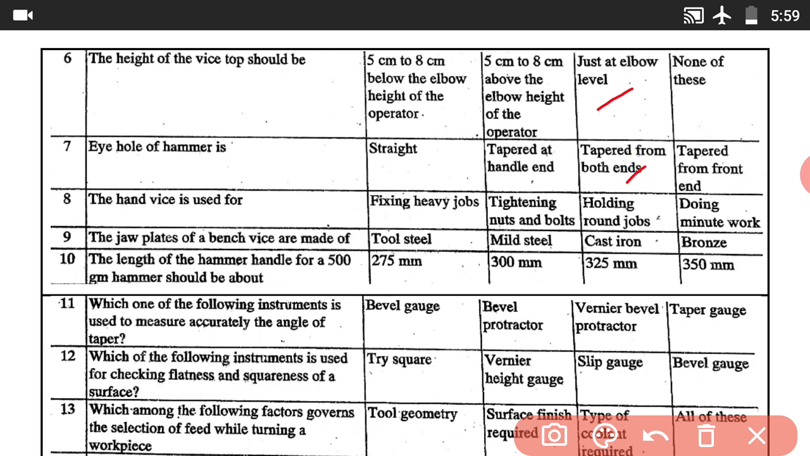Question number 8. Hand vise is used for dash. Hand vise is used for doing minute work. This question answer D, doing minute work.